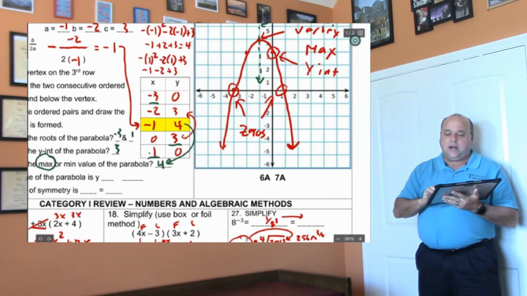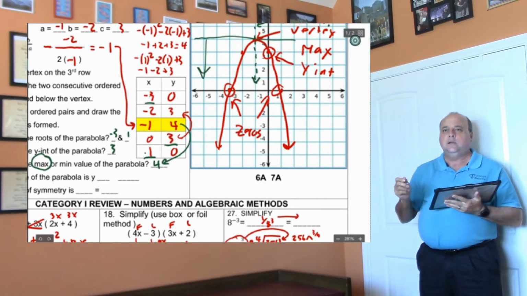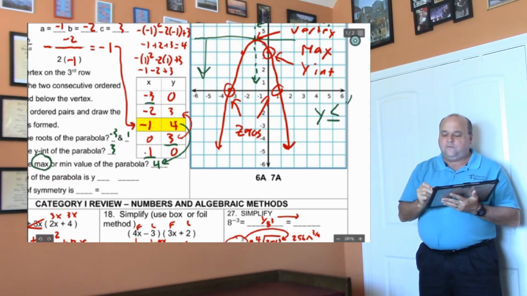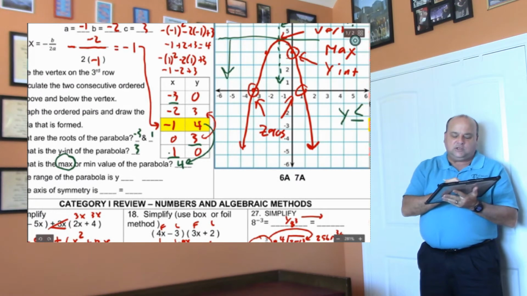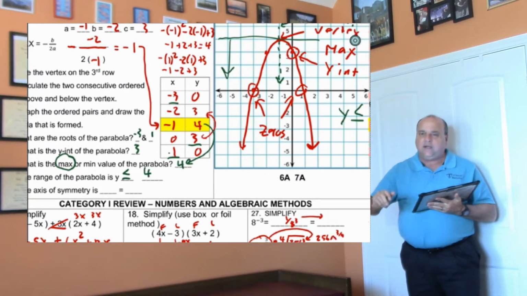The range of the parabola, this is important. The range is from here down. So the range is your y, and it's all of the y's that go down, less than or equal to the 4, the max. So the range is going to be y less than or equal to 4. From the 4 going down, that's your range.